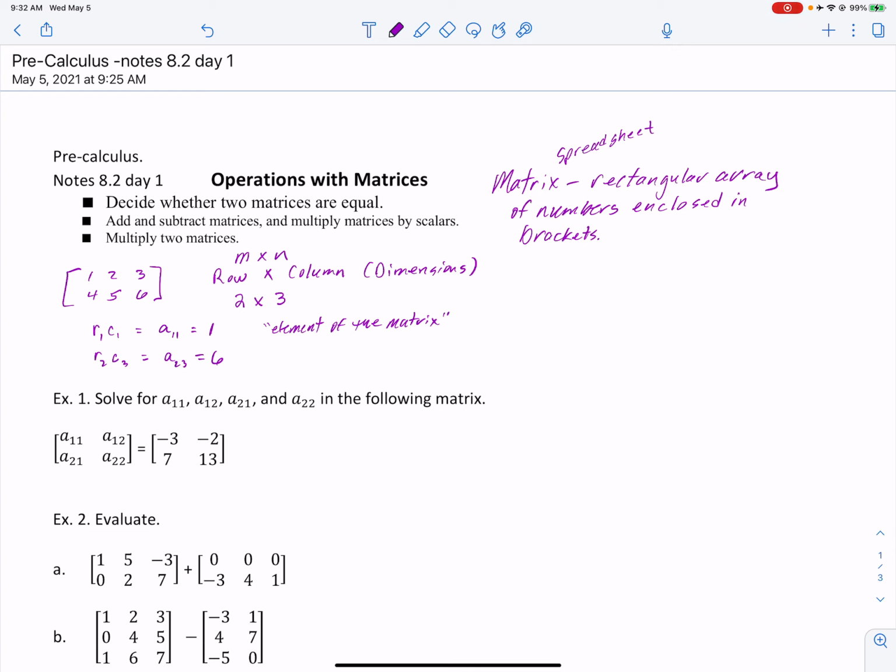So there's elements, and they're also called entries. An element or an entry of the matrix. So that is a 2 by 3. If I write it, again, you need to know the row by columns, the number of rows or the number of columns. The size on this is a 3 by 2. Those are the dimensions on this matrix.